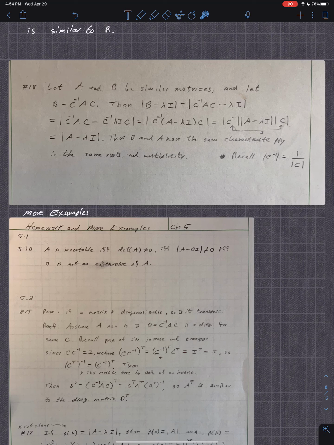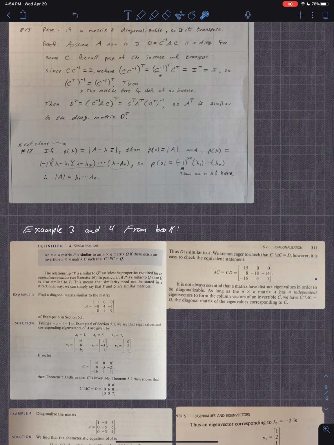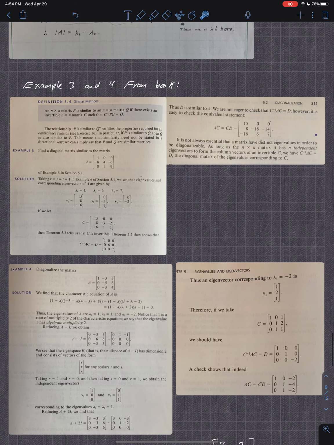Prove that similar square matrices have the same eigenvalues and the same algebraic multiplicity. Okay, so this is actually getting ahead of myself a little bit, but it's here. You can look at it. This is referring to what I'm going to talk about down here. And here are some more examples that I wanted to throw in. These are right from the book.